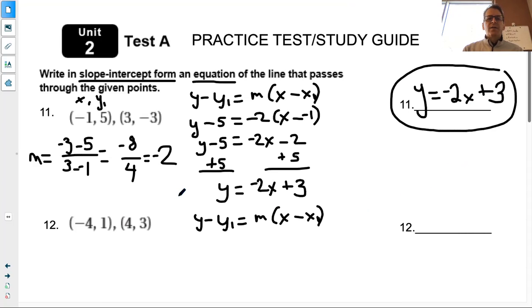So again, find that slope first. Use your point slope formula to get the equation started and your algebra skill to convert it to slope intercept form.